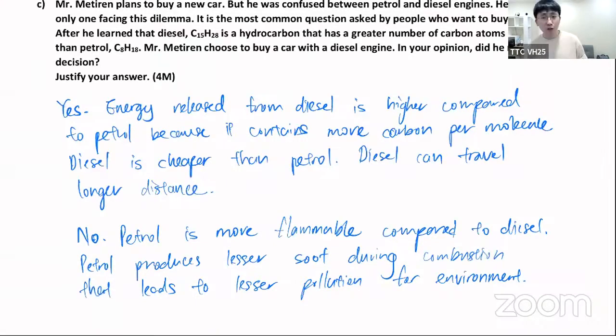Petrol is more flammable. Yes, petrol is more flammable because it's actually more volatile. Petrol can easily evaporate, so when it is in gas form, it can burn faster. So more flammable.